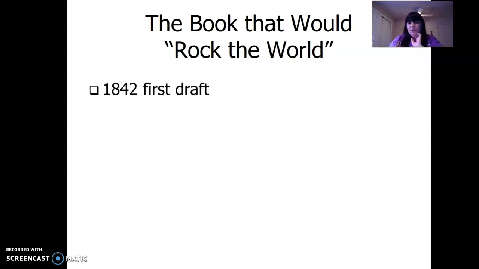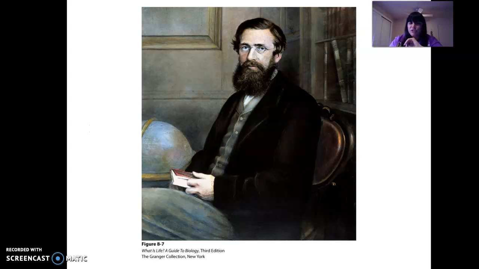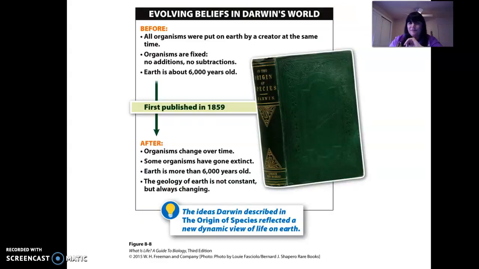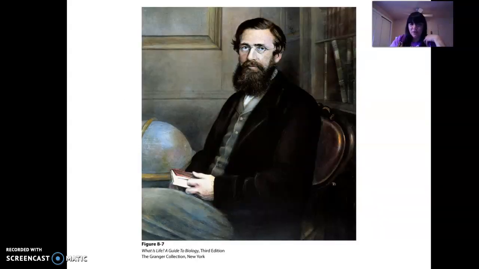Okay, so 1842. So this was in the 1800s. My gosh, that seems like so long ago, but it really wasn't that long ago. First draft, 1842. It sat. He didn't publish it until much later, right? 1859. Now, why? What got him to publish it? Well, this guy right here. His name is Alfred Wallace.